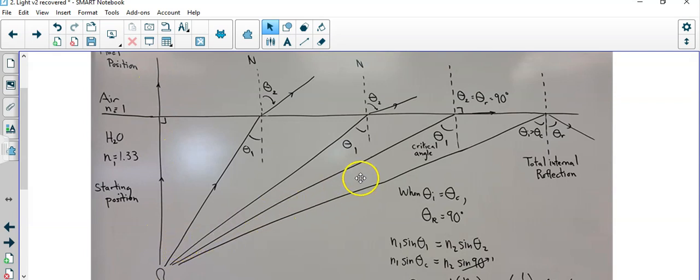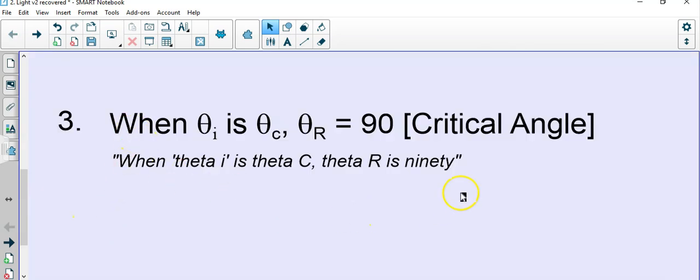Eventually, there is a place called the critical angle. This refracted ray bends exactly at 90 degrees to the normal. So the incident angle becomes the critical angle when the refracted angle is 90. Let's remind ourselves of that little rule we had before. When theta I is theta C, theta R is 90 degrees.